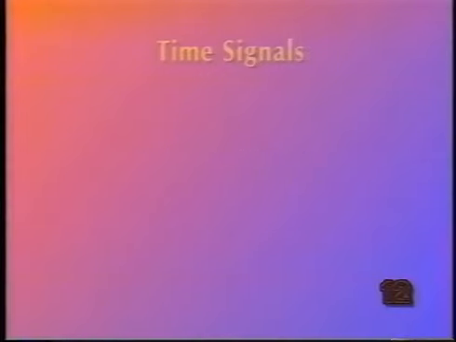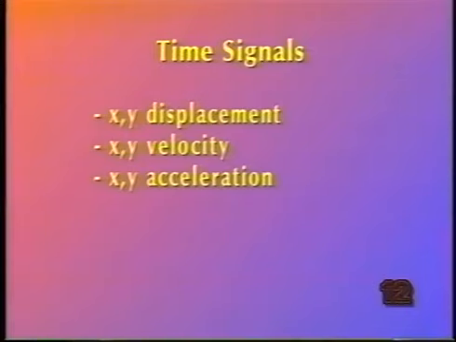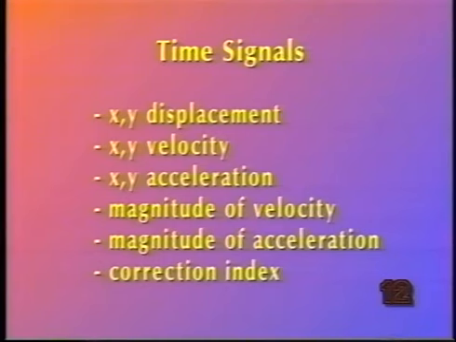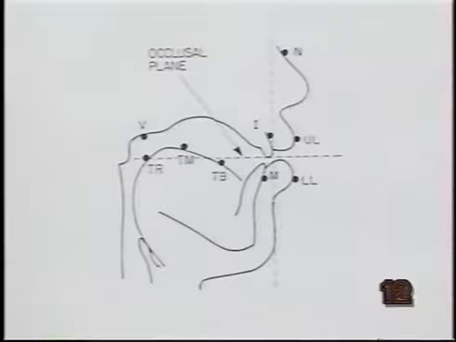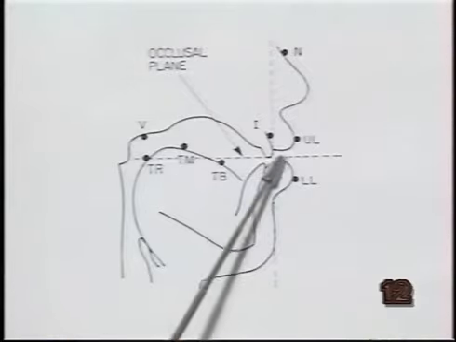For each transducer, the resulting signals consist of X and Y components of displacement, velocity, and acceleration versus time, as well as time-varying magnitudes of velocity and acceleration, and a measure of the amount of misalignment correction called the correction index. The transducer coordinates are calculated with respect to the fixed maxillary transducer locations, and they are translated and rotated to the occlusal plane frame of reference.